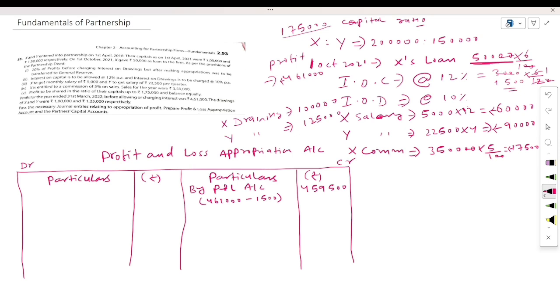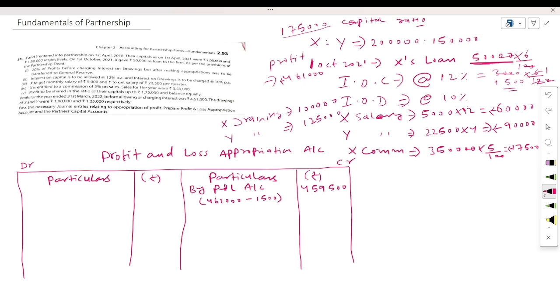After debiting this amount, the second journal entry you will pass here is for transferring the net profit into the profit and loss appropriation account. This entry will be profit and loss account debit to profit and loss appropriation account. So we have transferred from the profit and loss account how much amount? 4,59,500.